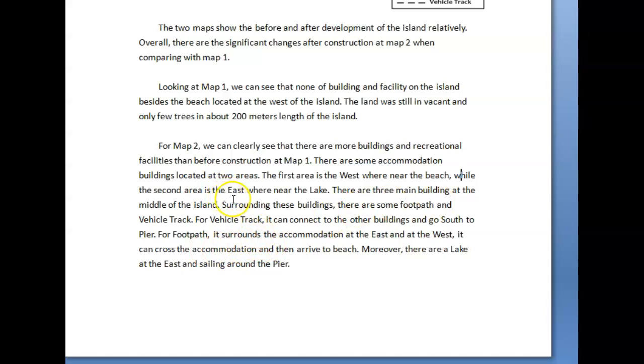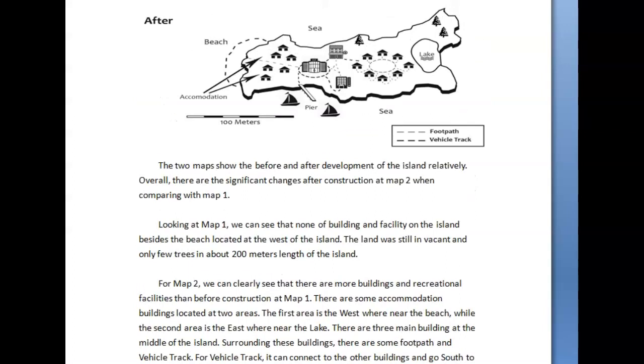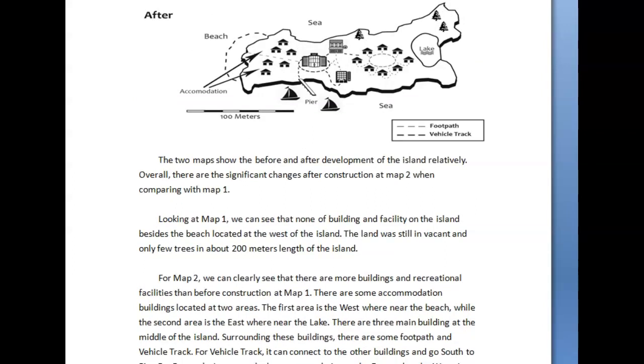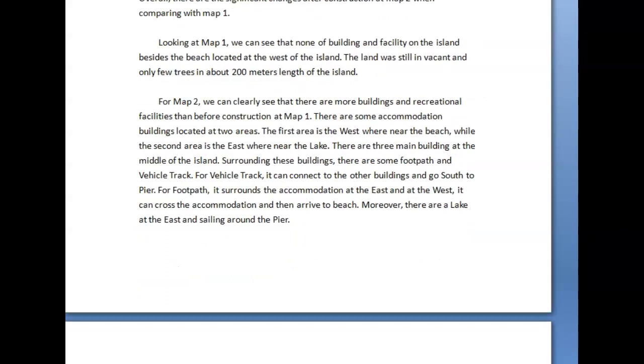Surrounding these buildings, there are some footpaths, S, and vehicle tracks, S, because you say some, so it has to be plural. For regarding, not for, regarding the vehicle tracks, is it just one? If it's just one, then it should be regarding the vehicle track. Debatable. All right, let's see. So, regarding the vehicle track, it connects, not it connects the other buildings and goes south to the pier.